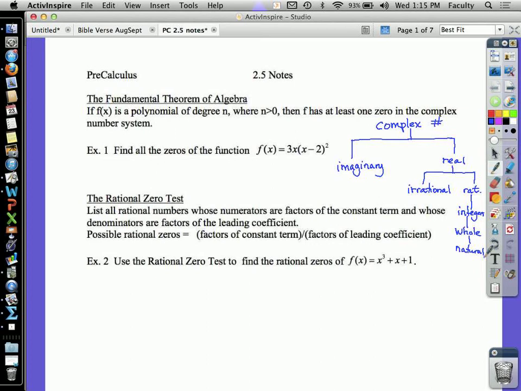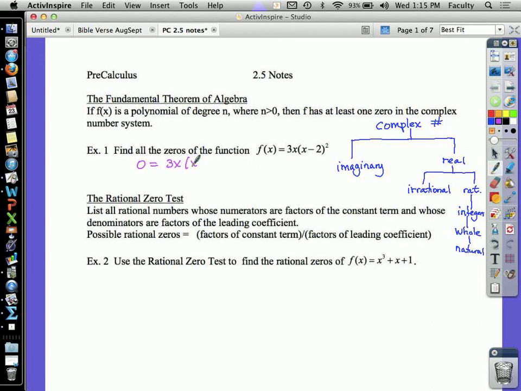Okay, but here's kind of a big picture of what's going on. It's saying if f of x is a polynomial of degree n, there's at least one 0 in the complex number system. So I want you to understand that's everything. Okay, there's at least one 0. So if you look at example 1, it says find all the zeros of the function f of x equals 3x times the quantity x minus 2 squared.